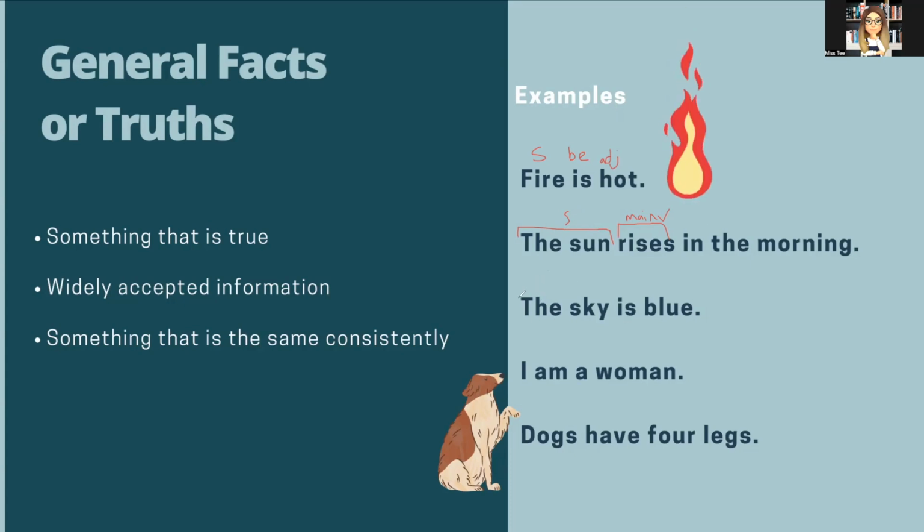The sky is blue. It's our subject. Is our form of be. Blue is our adjective. I am a woman. I is the subject. Am is the form of be. And a woman, this is the noun. Dogs have 4 legs. Dogs is a subject and have is our main verb. Now, for this one, because we have a main verb here, this can be a noun. Whatever something owns can be there. I have a car, for example. That's fine too.